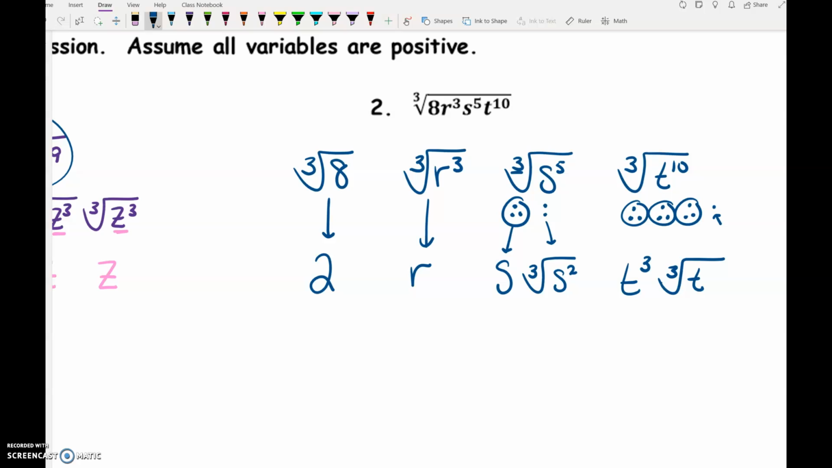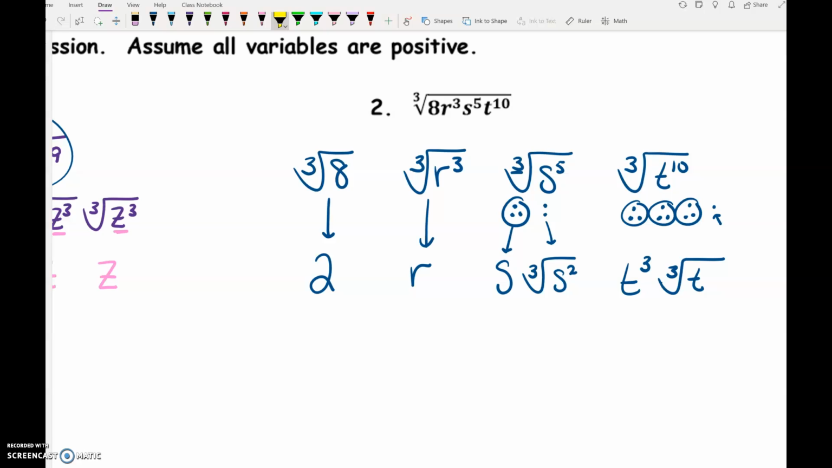Now, what do we do with all of these pieces? How do we put these pieces together into an answer? You have to put the pieces that are not under a radical together, numbers, then letters in alphabetical order, then a third root symbol, and then anything left under the radical, numbers, then letters in alphabetical order.